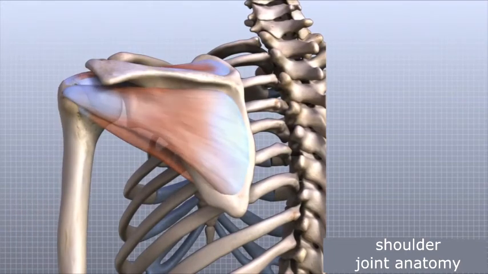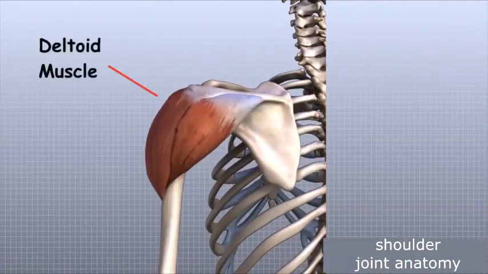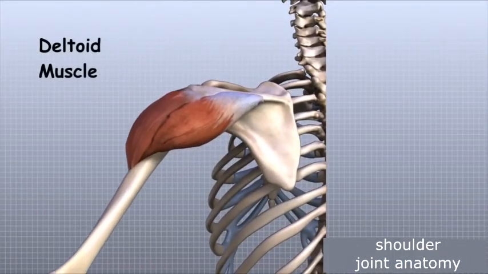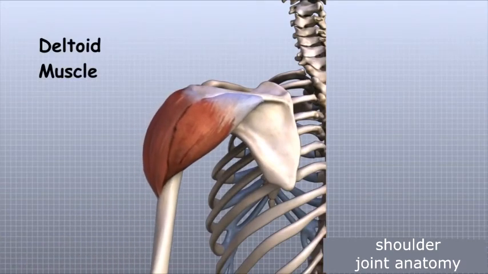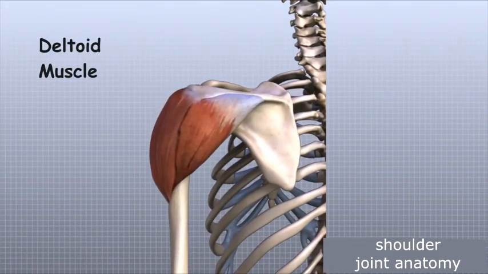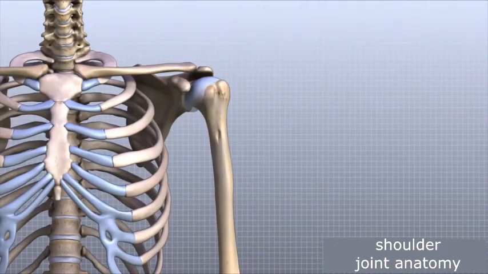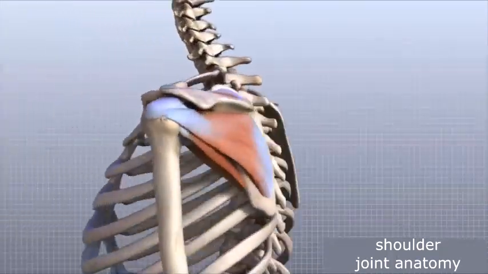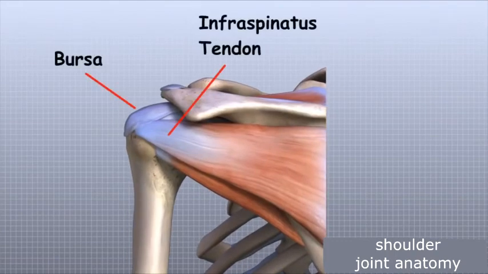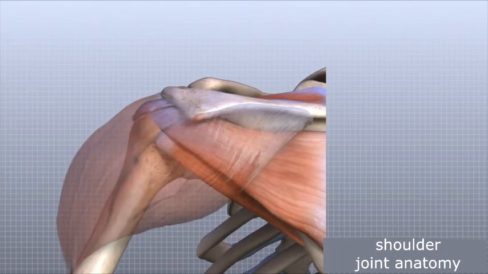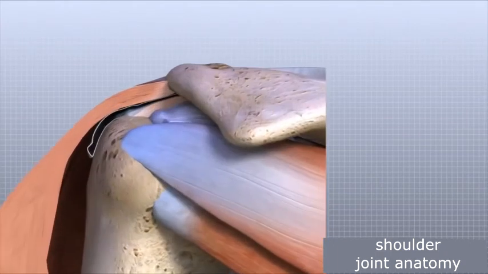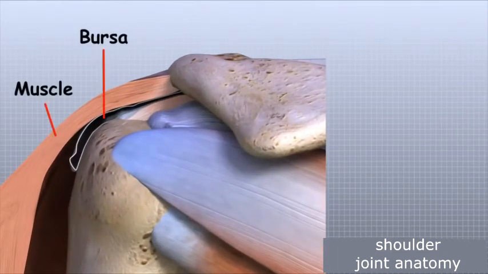The deltoid forms the outer layer of the shoulder muscles. The deltoid is the largest, strongest muscle of the shoulder. The deltoid muscle helps to lift the arm once the arm is away from the side. There is a structure called the bursa which is sandwiched between the rotator cuff and the deltoid muscle. Bursas are everywhere in the body. The function of the bursa is to reduce friction between body parts. The bursa is a small watertight sac containing a lubricating fluid.